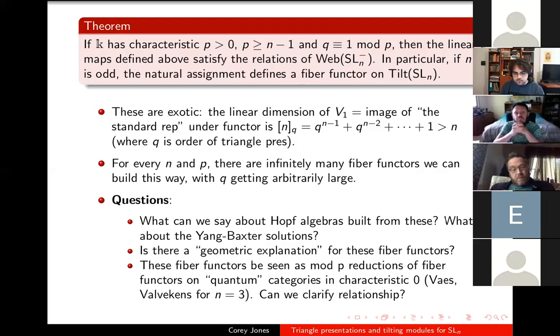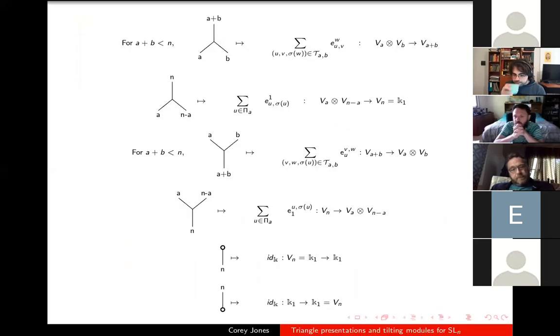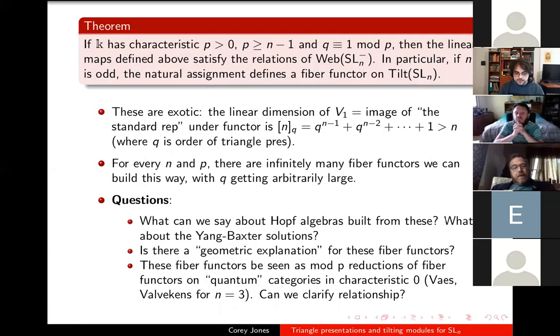But I tried really hard to get a quantum SL3 fiber functor from these categories that they define, but it doesn't work. These relations that you define don't even satisfy quantum SLN relations. There's a whole extra term there that you never see in these quantum SLN spiders. They're just incompatible. But if you reduce it mod P, that extra term goes away and you do get SL3 relations. But that's an excellent question.